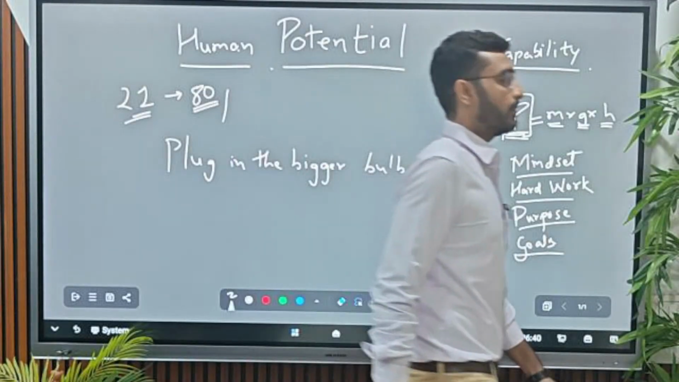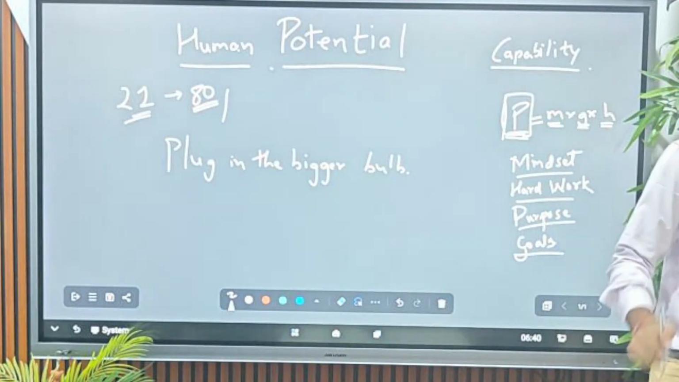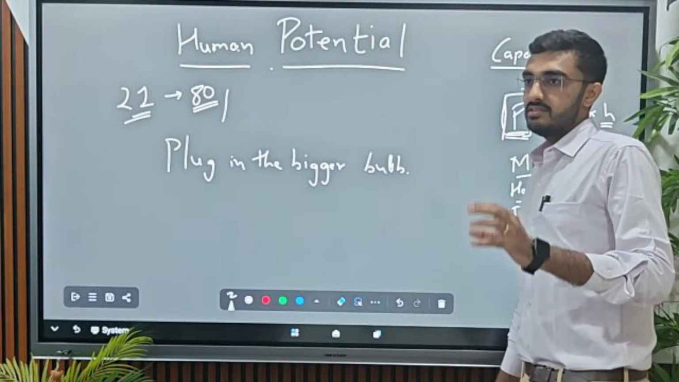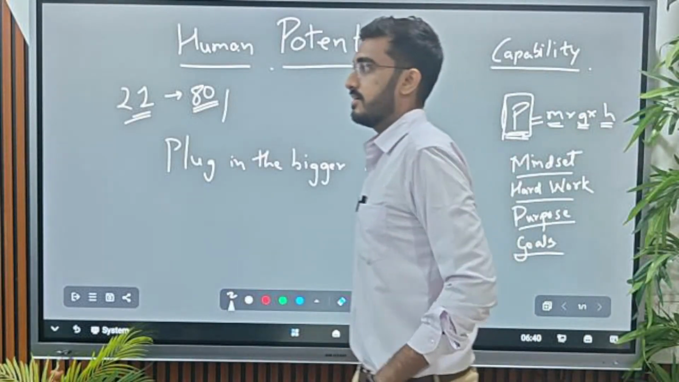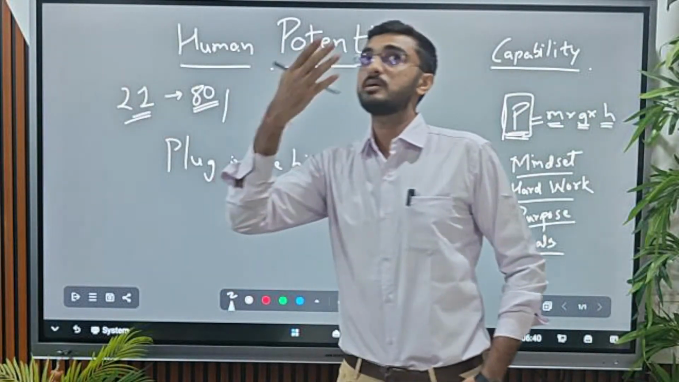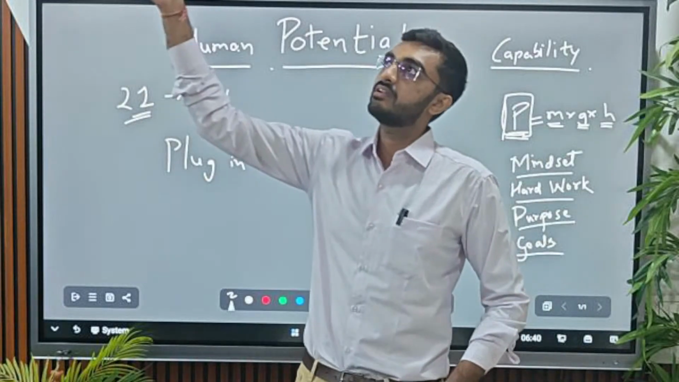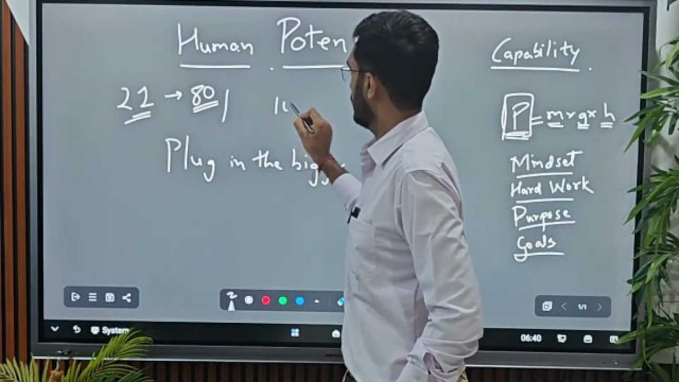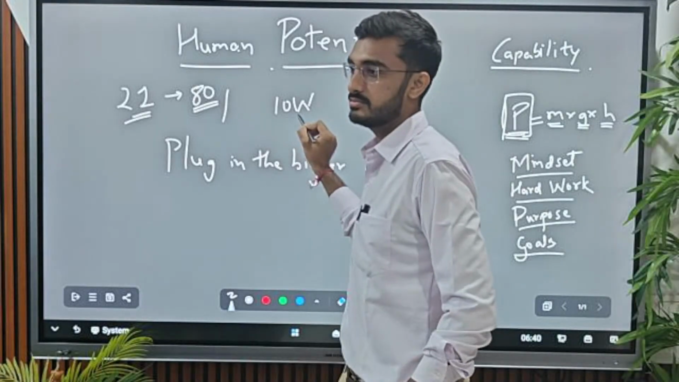Read this line. Plug in the bigger bulb. This is bulb. Plug in the bigger bulb means, let's take an example of electricity. For example, this light, right? This light is 10 watt. What is watt?